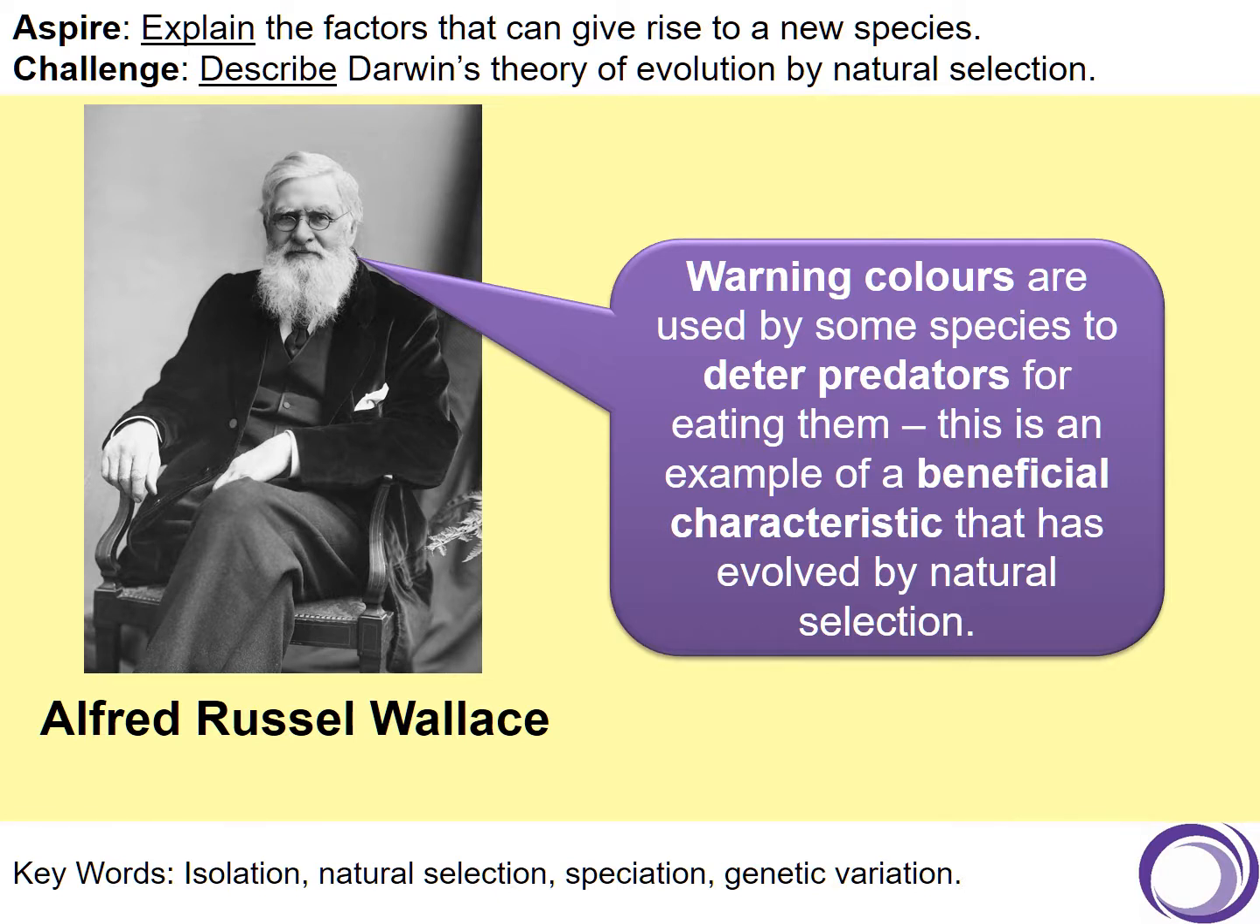He made observations that the warning colours used by some species deter predators and stop them from eating them. And he decided that this characteristic, these warning colours, were of benefit to the animal because they deterred predators, so stopped them becoming their prey. And he did a lot of work on the evolution of these warning colour characteristics over generations by natural selection.